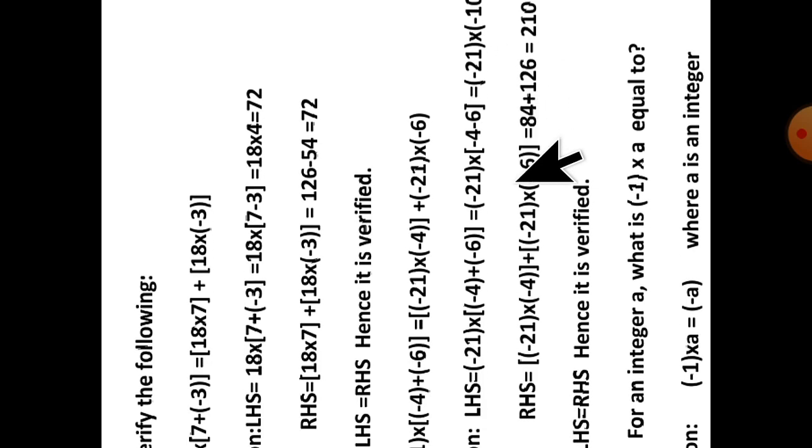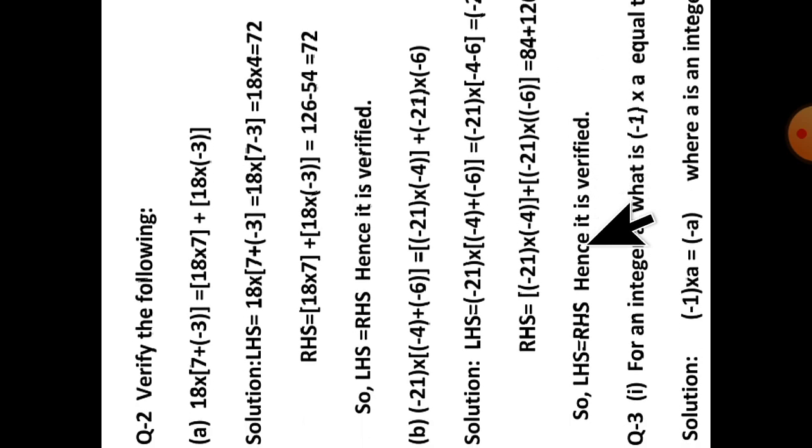Now let us see RHS. Minus 21 into minus 4 plus minus 21 into minus 6. So minus 21 into minus 4, 21 4s are 84, and minus minus will be plus. And minus 21 into minus 6, 21 6s are 126, and minus minus will be plus. So 84 plus 126, it will be 210. So what we can see, LHS equal to RHS, hence it is verified.